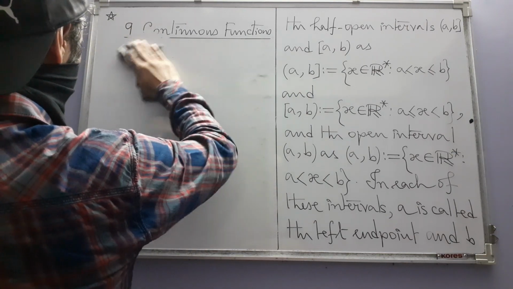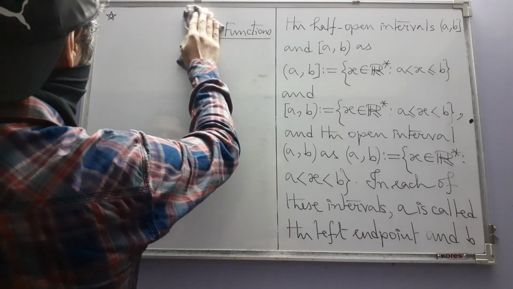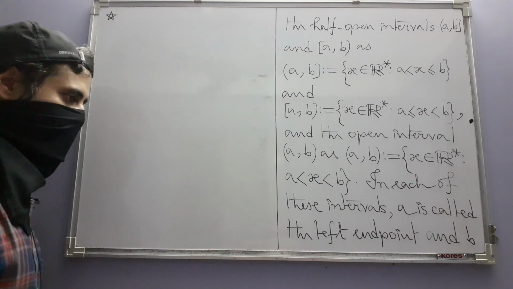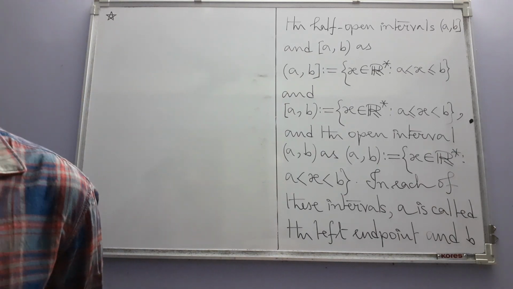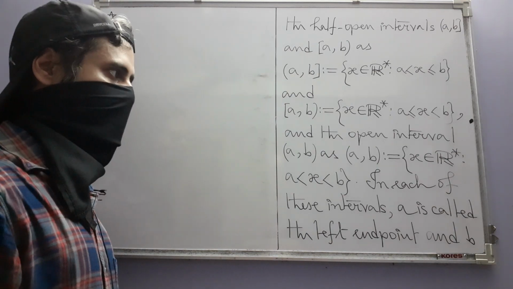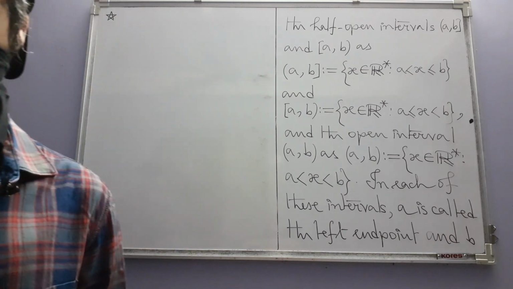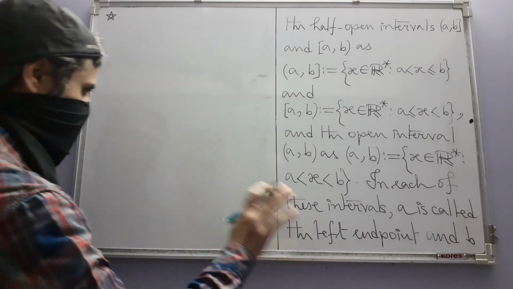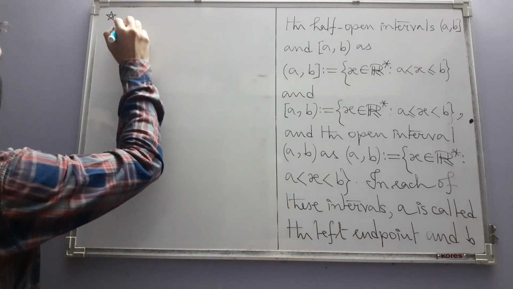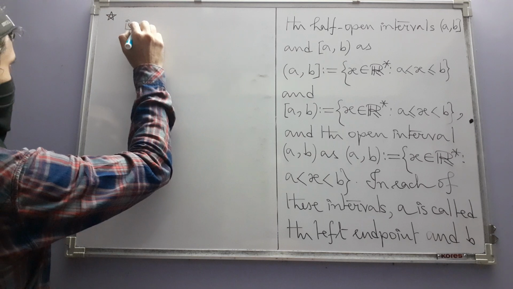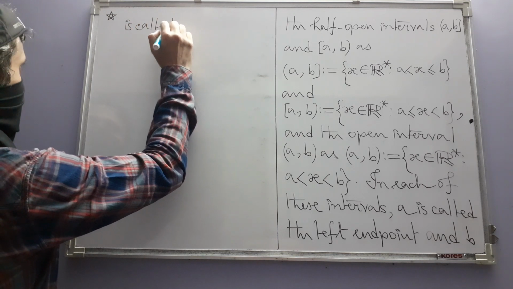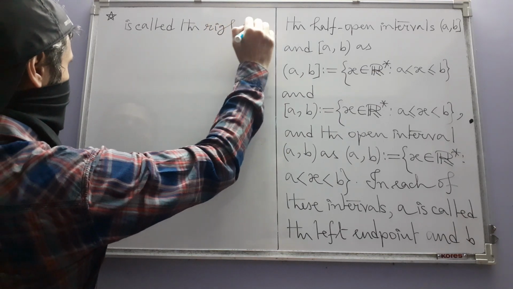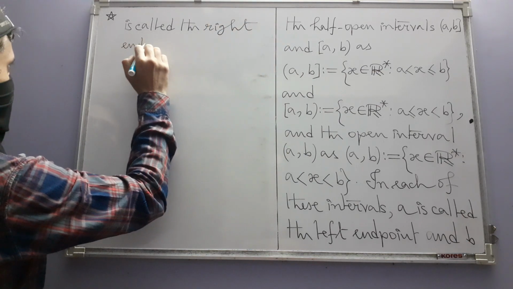And these points have other names also. Sometimes A is called the left boundary point and B is called the right boundary point. And in fact, there is a notion of the boundary of a set. We will come across those things, but right now let's complete this. And B is called the right end point.